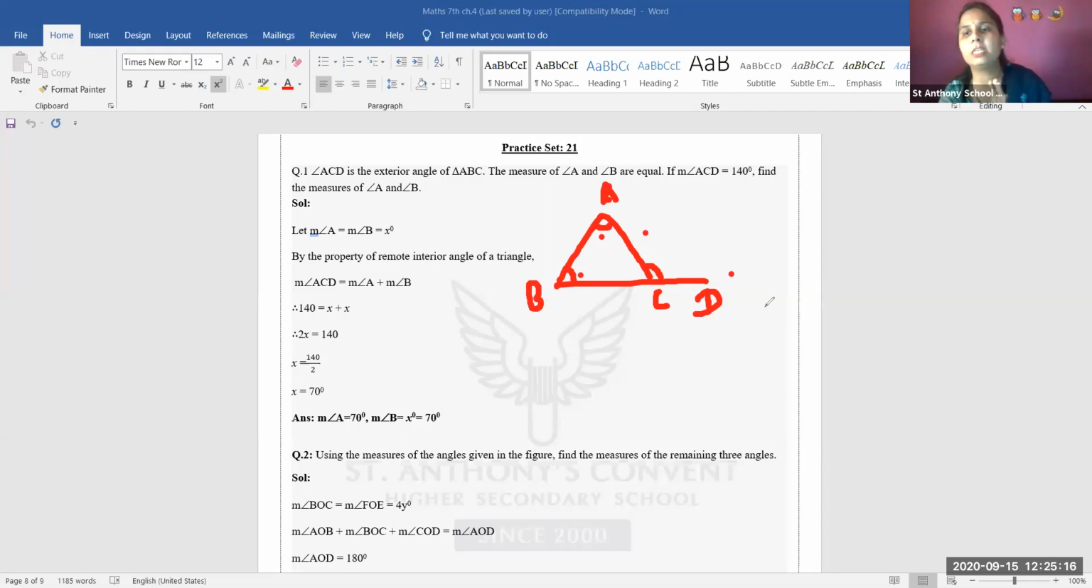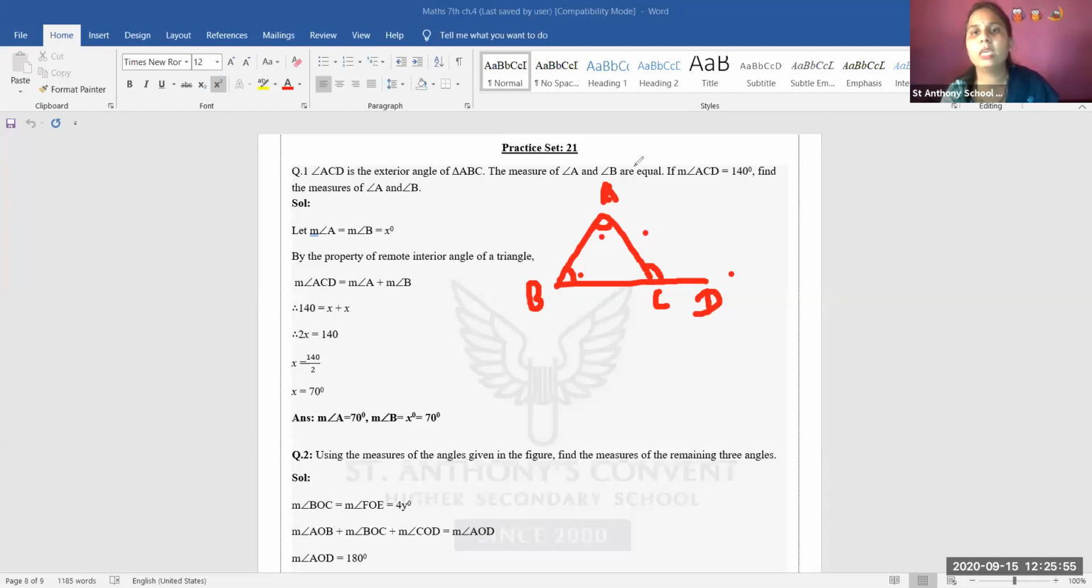Again, I repeat this. Please pay attention. Angle A and angle B are the interior angles of triangle ABC. Angle ACD is an exterior angle of triangle ABC. वो angle जो है वो triangle के बाहर है, right? So this angle ACD is an exterior angle of triangle ABC. Now, measure of angle A and angle B are equal.